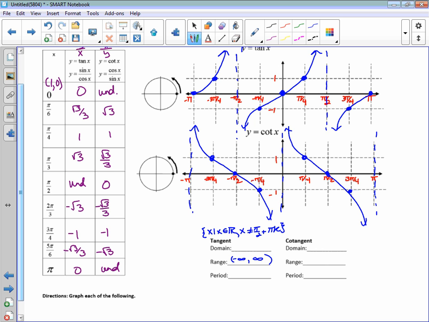Okay. The period of tangent. Pi, yes. So tangent and cotangent are different. When you're figuring out, if you've got a b value in your equation, instead of doing 2 pi over b, what do you think you're going to do for tangent and cotangent? Pi over b. Just jot that down next to it if you want to.